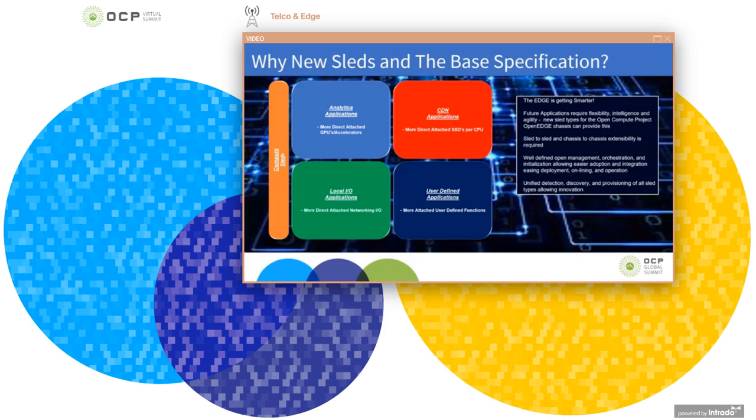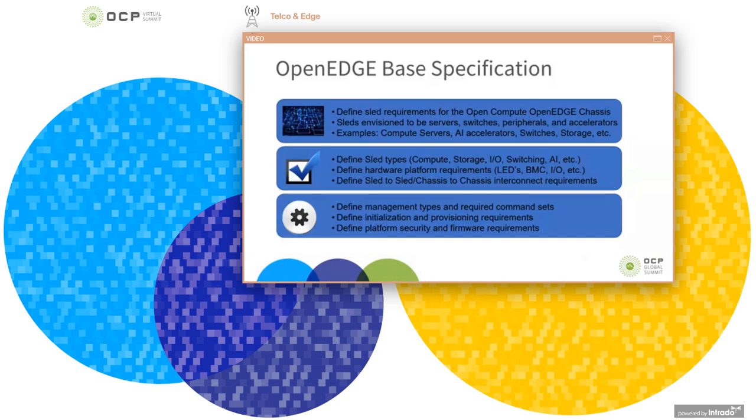And then finally, there's going to be local I/O applications. You may want to have more networking to the particular rack, and when that's done, you may want to have a switch sled. And there's already some work being done by particular ODMs and OEMs that are developing switch sleds already. So when we look at this, there's definitely a need to evolve the great start that we've had with the OpenEDGE solution. So what is the base specification?